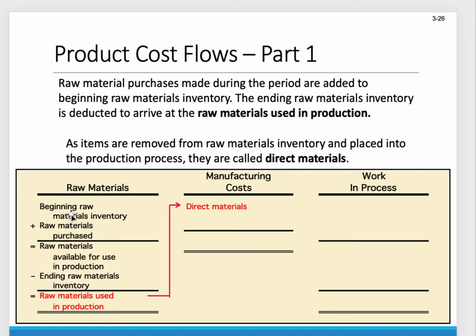We calculate the raw materials that were used in production, and that flows over to our part of our manufacturing cost. Okay, this is no different than saying, hey, the direct materials that were used, boom, right here, right? All right, let's look at the next one.